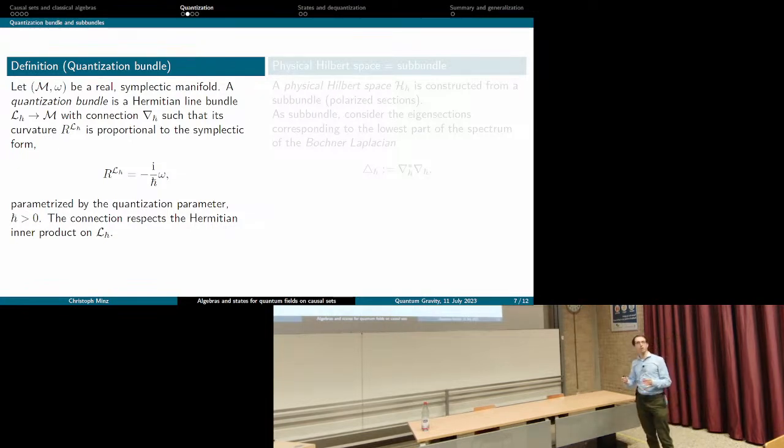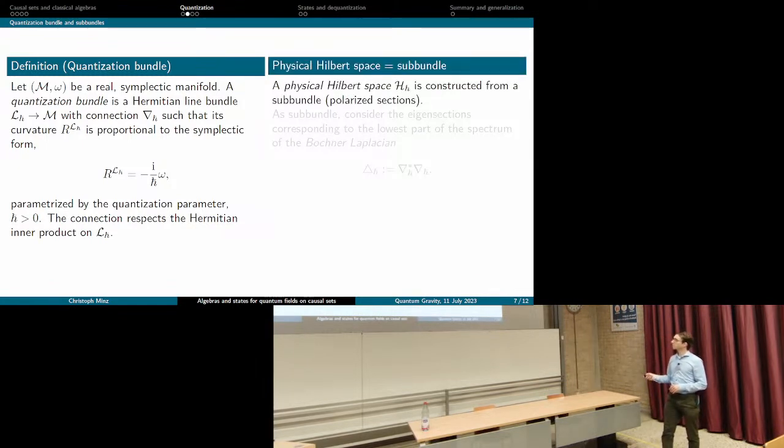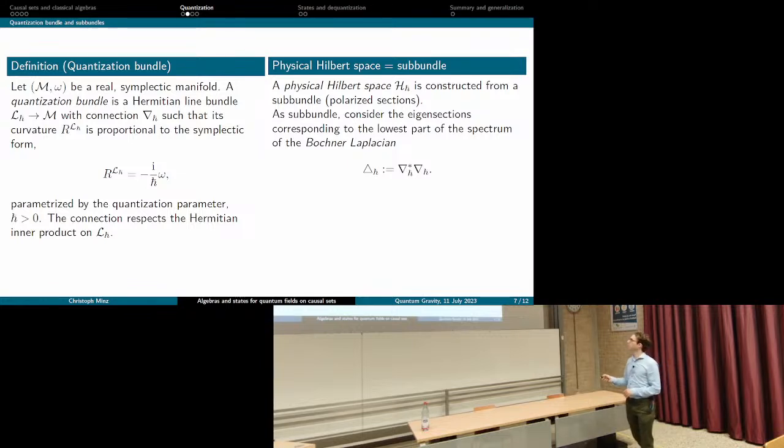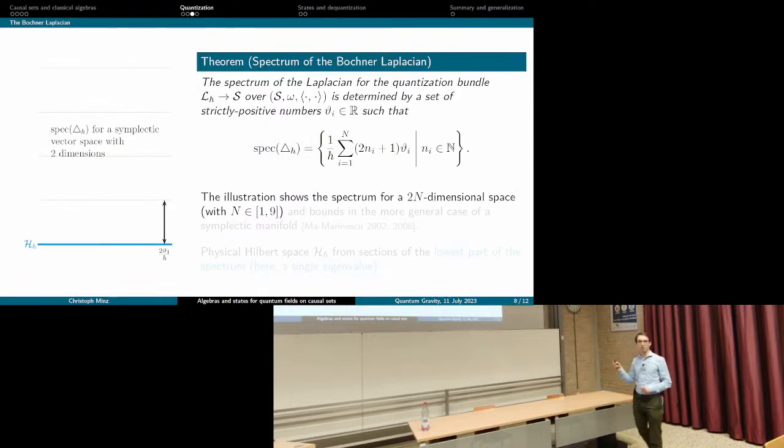Now we want to choose our physical Hilbert space. And this physical Hilbert space is usually taken to be some subbundle of this quantization bundle. And one way to choose that is, as we will do, we choose a subbundle by looking at the spectrum of the so-called Bochner Laplacian. So this is a Laplacian which you can define with this connection from the quantization bundle, and this is in that form. And then we just look at the spectrum of that. And if you look at the spectrum of that, in particular for this finite dimensional setting, what do you get? You get some spectrum that looks a bit like that.